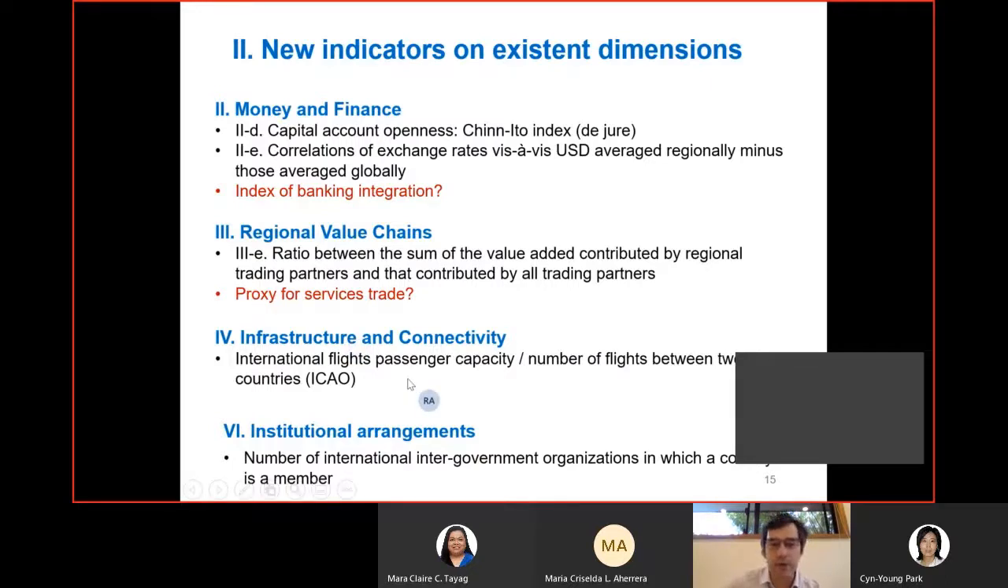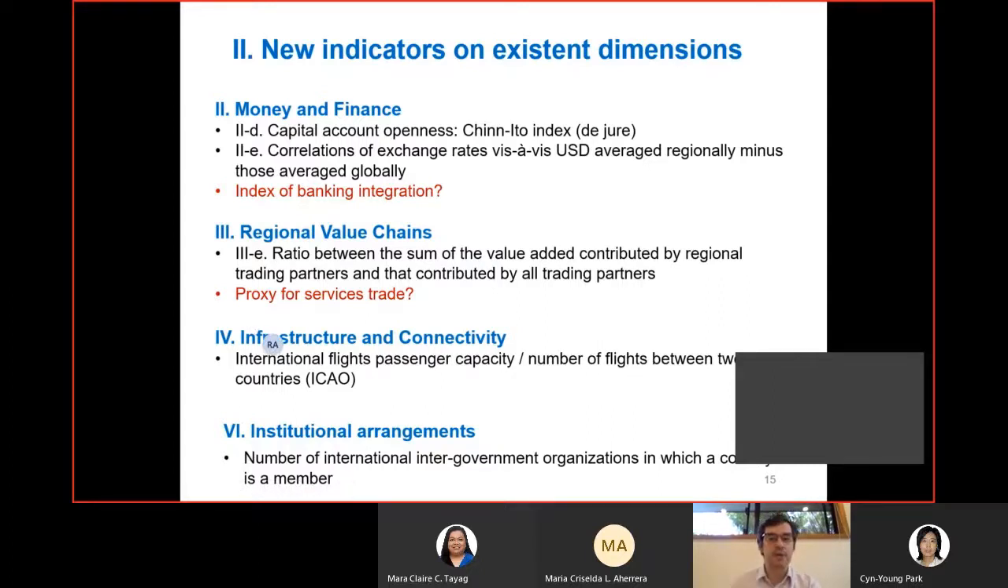On the fourth dimension, infrastructural connectivity, we will include information on international flight passenger capacity and the number of flights, which will capture this dimension of movement of people on a much more accurate basis. And finally, on institutional arrangements, we have the number of international intergovernmental organizations as a proxy of the level of institutional integration that we will integrate in this dimension.